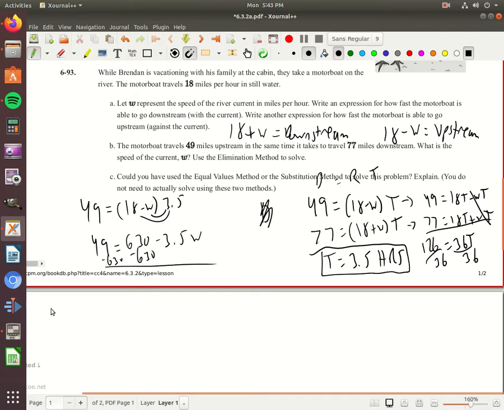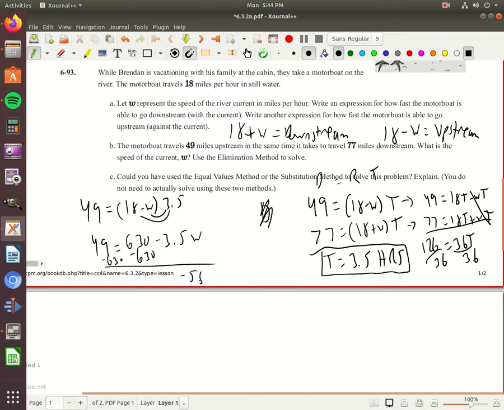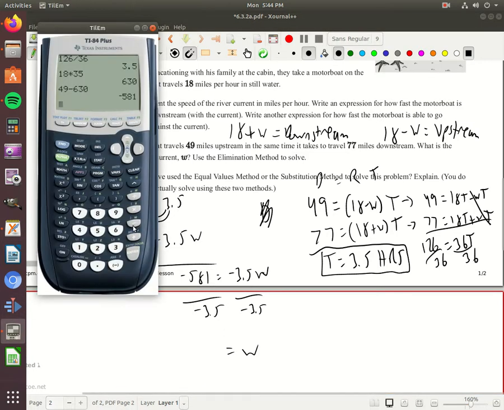So we're going to get 49 minus 630 is negative 581. So negative 581 equals negative 3.5 W. Obviously, we'll divide both sides by negative 3.5. And we will see that W equals 166.